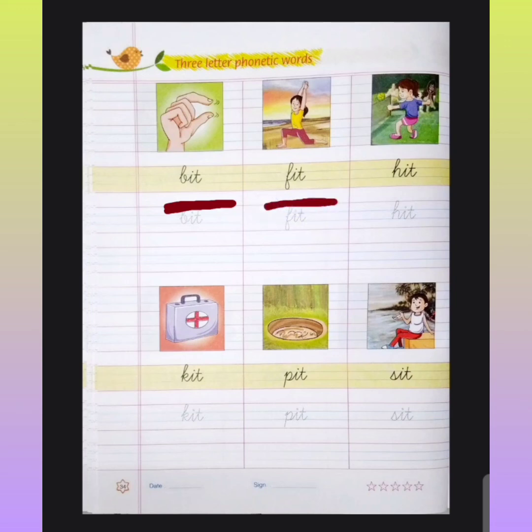Now the next is hit. Hit means marna. Now here in the picture the girl is hitting the ball with the racket. Now the next is kit, kit. Children, what is kit? Kit is a bag or a box which contains all the essentials such as first aid kit. Now the next is pit. You can see the picture pit. Pit means gaddha. Now the last one is sit, sit. Sit matlab baithna. You can see in the picture the girl is sitting.